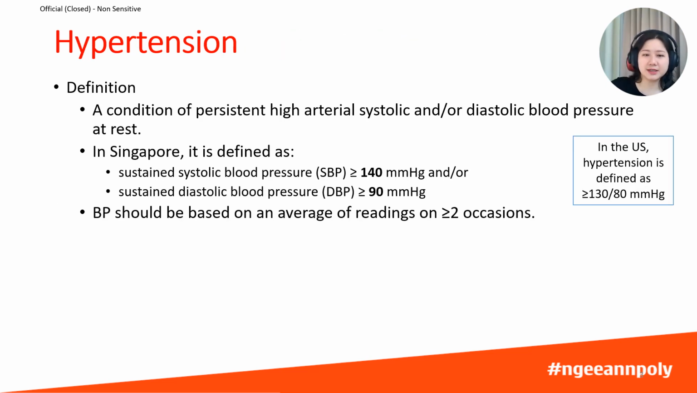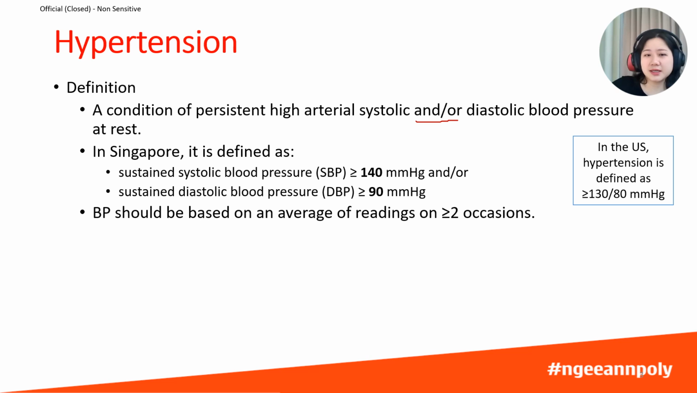Hypertension is defined as a condition of persistent high arterial systolic and/or diastolic blood pressure at rest. So if both systolic and diastolic pressure are high, obviously that would be considered as hypertension. What if, let's say, only the systolic blood pressure is high, but the diastolic blood pressure is normal? That would still be considered as hypertension.